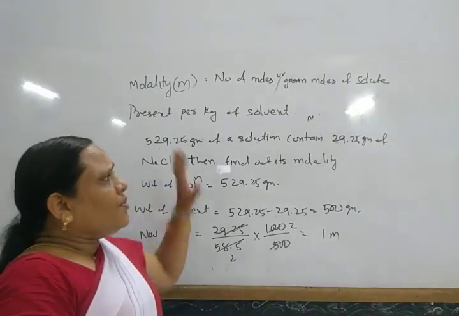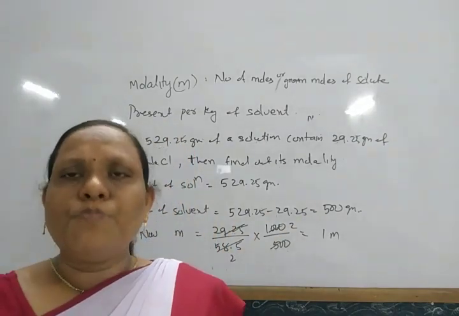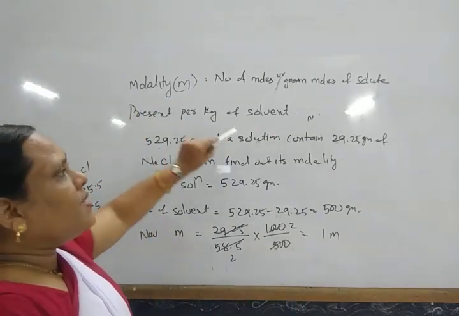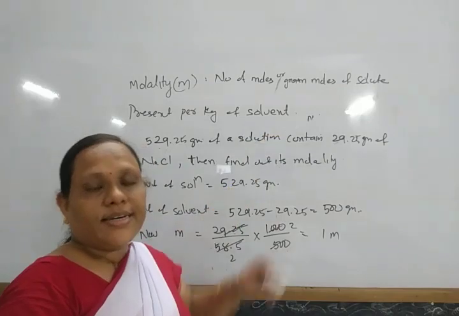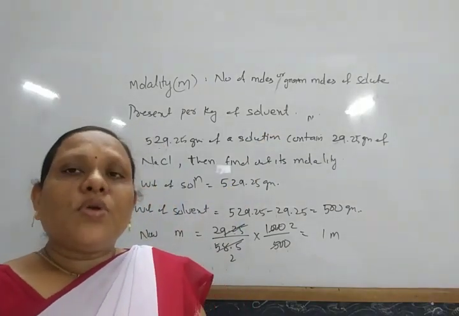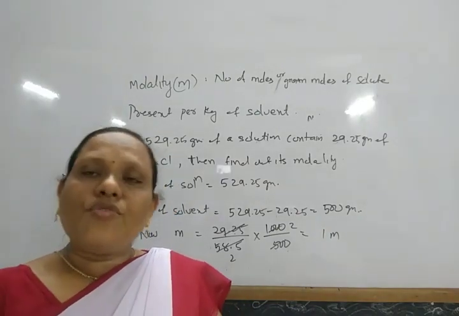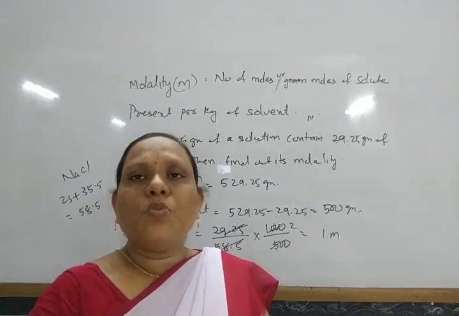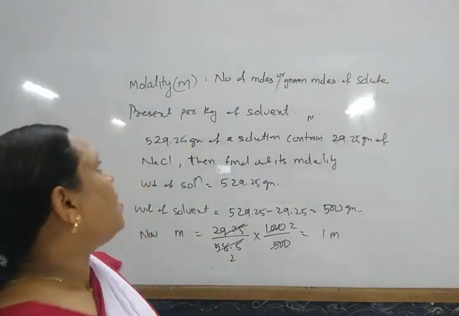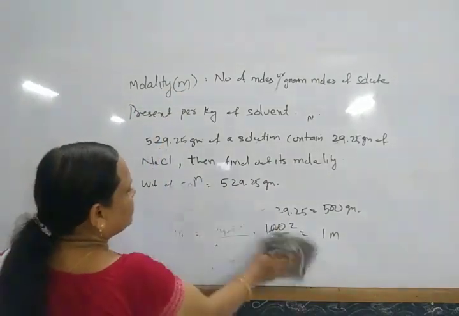Normality and molarity depend on the volume of solution, but molality depends on the weight of solvent. In this way, molality does not change with change in temperature, while normality and molarity change with change in temperature.